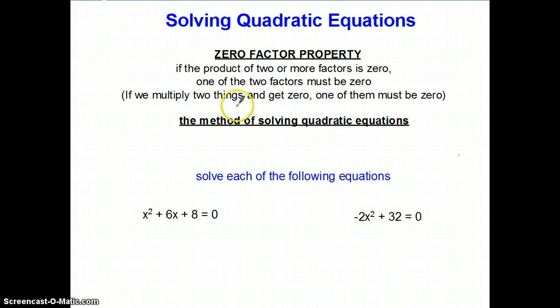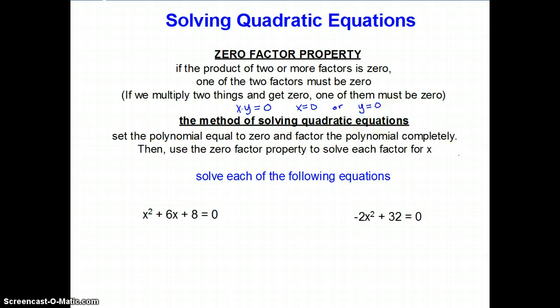For example, if you've got x times y, and that product equals 0, then either x is going to equal 0, or y is equal to 0. It is possible that even both of them are equal to 0. Now, our method of solving quadratic equations is as follows. First, we're going to set the polynomial equal to 0, and then factor the polynomial completely. Then, after we've factored, we use the zero factor property to solve each individual factor for x. To show this, let's solve the following equations.